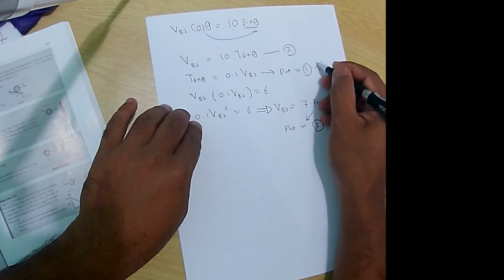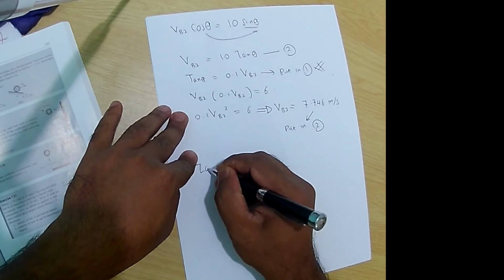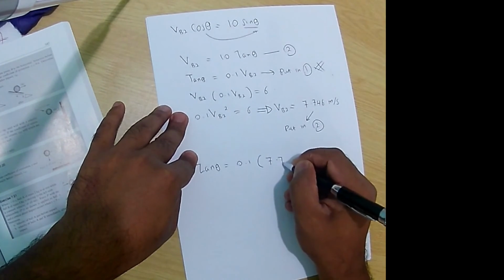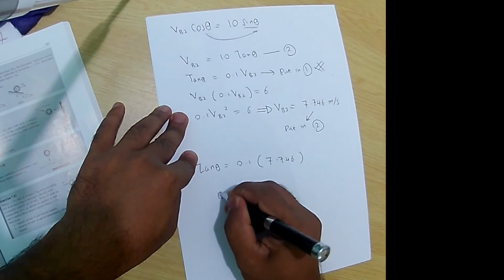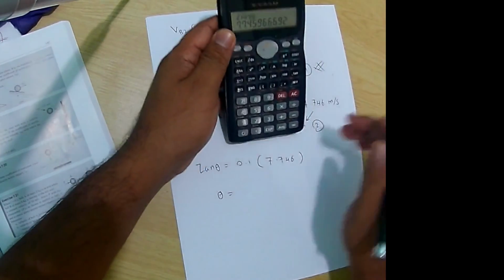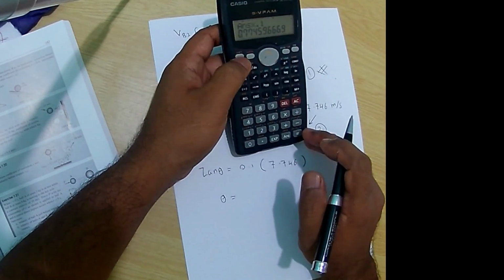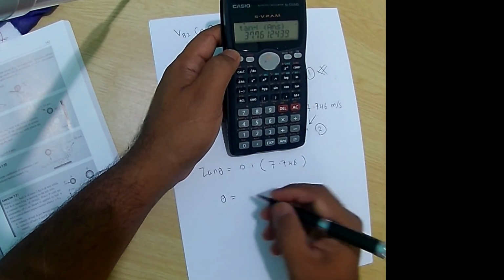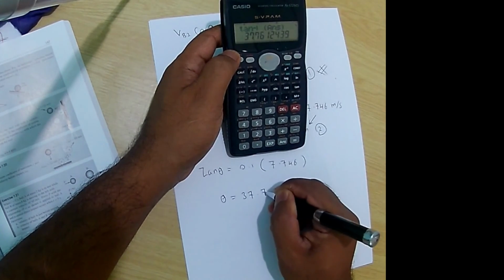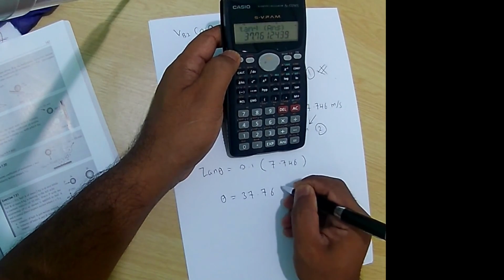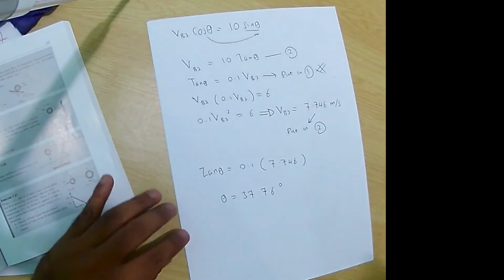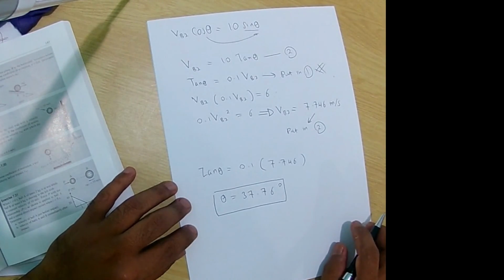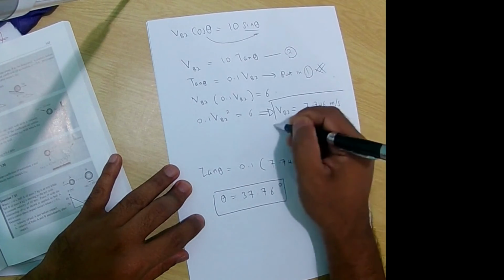Put this in the equation: tangent theta equals 0.1 times 7.746. So theta equals tangent minus 1 of that answer, equal to 37.76 degrees. So you have theta equal to this and VB2 equal to this.